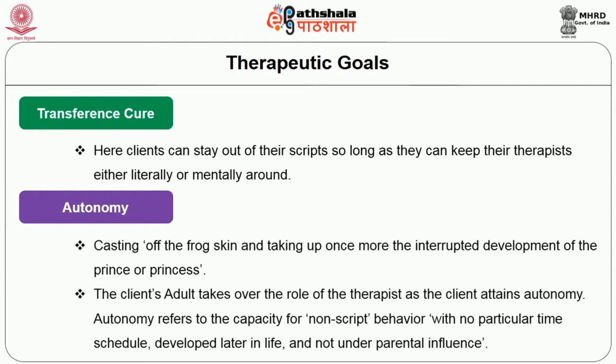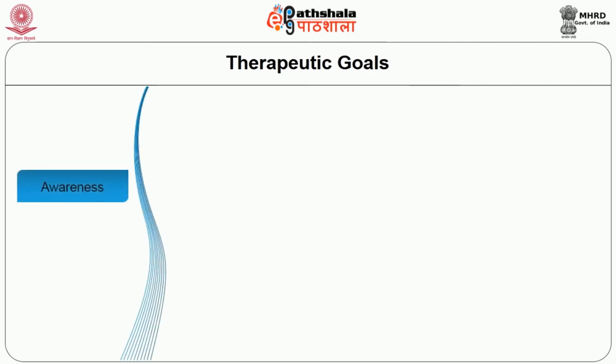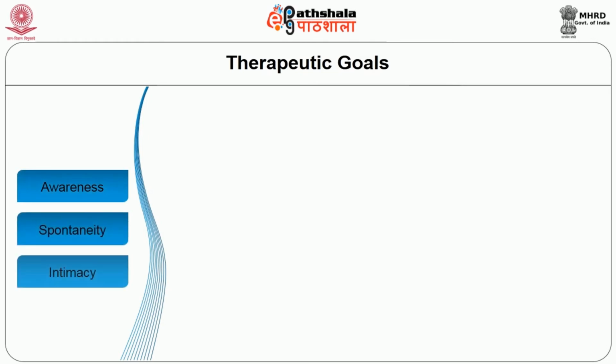The client adult takes over the role of the therapist as the client attains autonomy. Autonomy refers to the capacity for non-script behavior with no particular time schedule, developed later in life, not under parental influence. The attainment of autonomy involves the person regaining three basic capacities of the fundamental occupations. They are awareness, spontaneity, and intimacy.